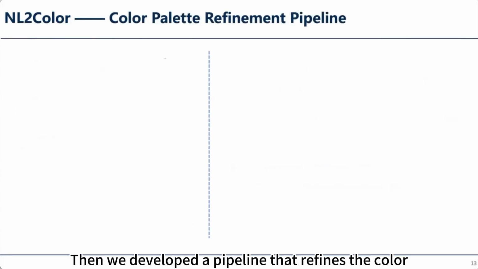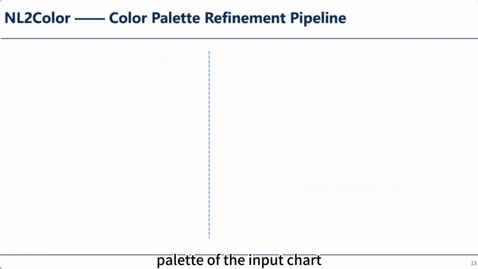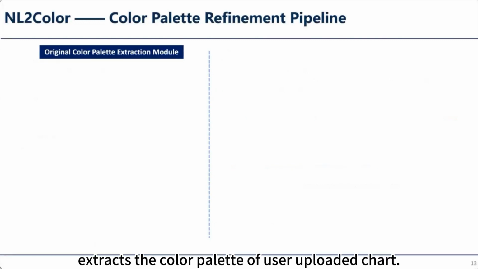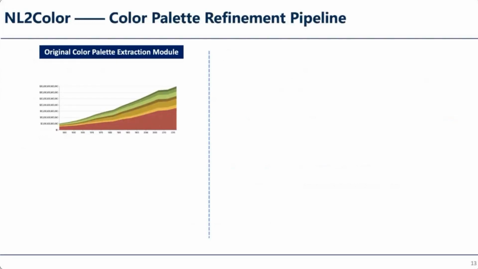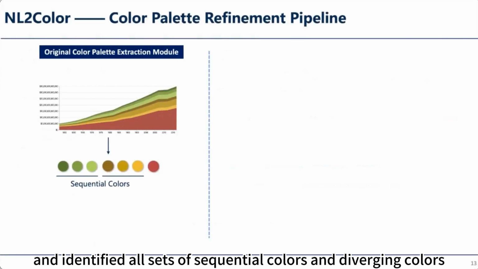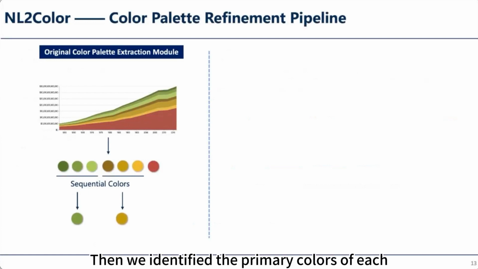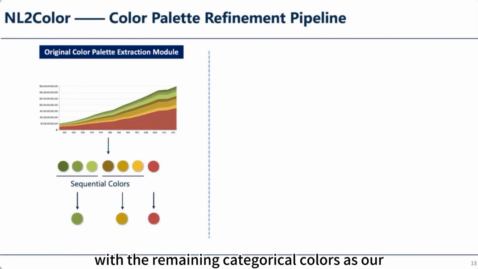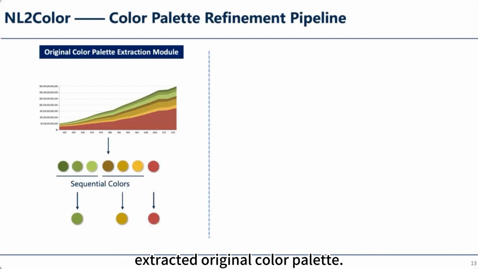Then we developed a pipeline that refines the color palette of the input chart based on the user's refinement requests. The pipeline consists of 2 modules. The original color palette extraction module automatically extracts the color palette of the user-uploaded chart. It first extracts all the unique colors in the chart and identifies all sets of sequential colors and divergent colors in them. Then we identify the primary colors of each set of sequential and divergent colors and combine them with the remaining categorical colors as our extracted original color palette.